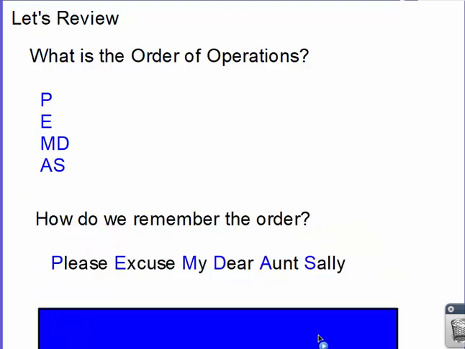A lot of times people use all kinds of little mnemonic devices to help us. The most common one for order of operations is "please excuse my dear Aunt Sally," where the P stands for parentheses, the E stands for exponents, the MD stands for multiply and divide, and the AS stands for add, subtract.